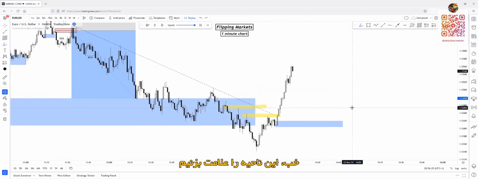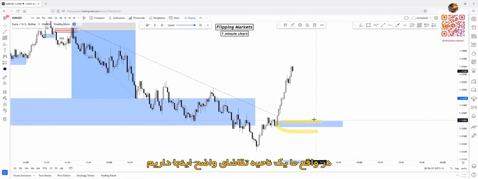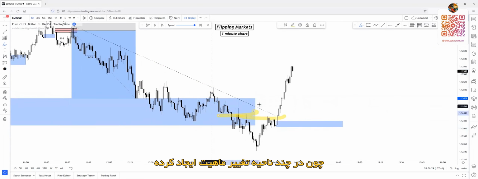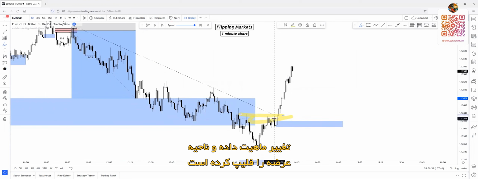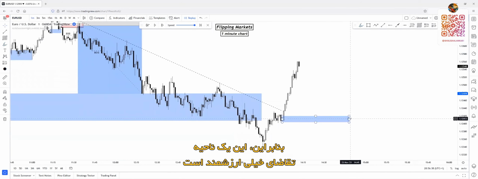Okay, we can mark this zone out. Actually, we have this clear demand zone because it changed character in several places, collected liquidity, changed character, flipped the supply zone. So yeah, actually this is a really, really valuable demand zone.